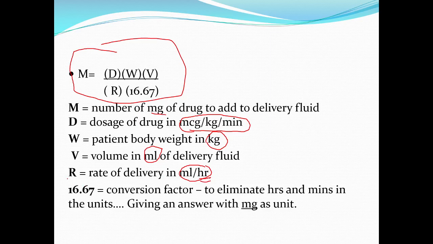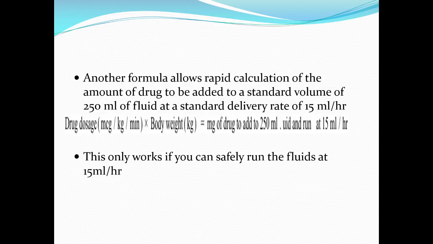And then this, again, is a conversion factor. It's a constant that we could actually work out, but we're not going to. We're just going to trust that anytime we use this, if you put in the right units, it will change so that your answer is in milligrams. So drug dosage times the body weight times the volume, divided by the rate times 16.67.